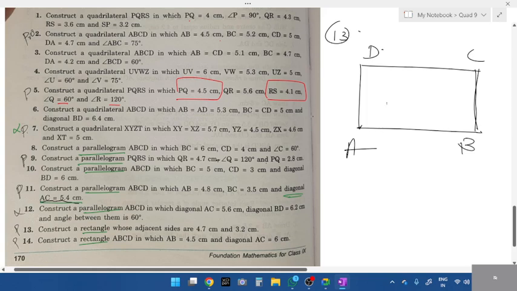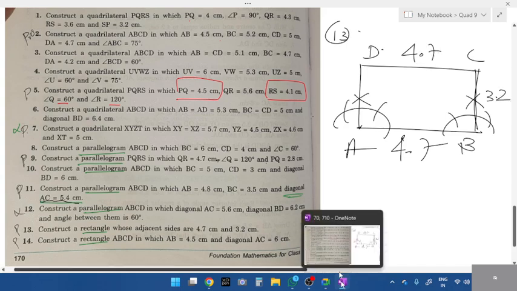Which is greater, 3.2 or 4.7? 4.7. Very good. Take it as base, students. Whichever is greater, take it as base. Which one should I take as base? 4.7. Let me take it as base. Then what are the two angles I have to construct? Both are 90 degrees. How many right angles do I have to construct for a rectangle? 2. Yes. If this is 4.7, the opposite is also 4.7. 3.2 will be the other side.